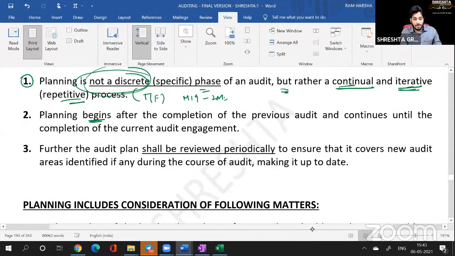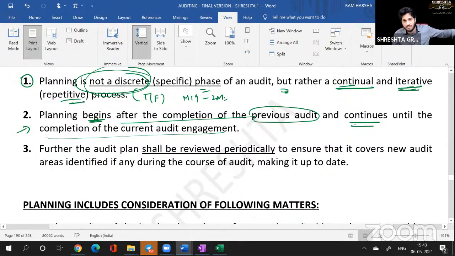Planning begins after completion of the previous audit and continues until completion of the current audit engagement. Planning always begins after completion of last year's audit. Immediately I'll start planning. I will be thinking about next year's audits. Then my planning process will be completed only when I give the audit report. Until I give the audit report, whatever audit plan I develop, I will keep on updating in my mind. So planning is not a one-time process. It's a continuous, iterative, repetitive process. That's what we said here.